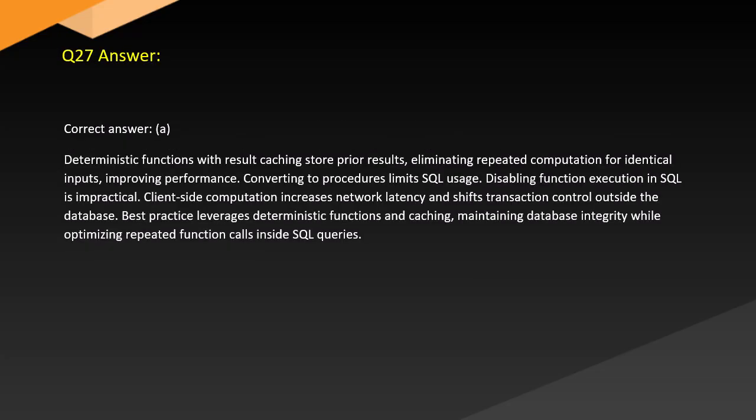Correct answer: A. Deterministic functions with result caching store prior results, eliminating repeated computation for identical inputs, improving performance. Converting to procedures limits SQL usage. Disabling function execution in SQL is impractical. Client-side computation increases network latency and shifts transaction control outside the database. Best practice leverages deterministic functions and caching, maintaining database integrity while optimizing repeated function calls inside SQL queries.